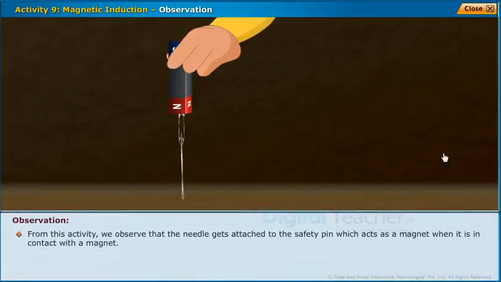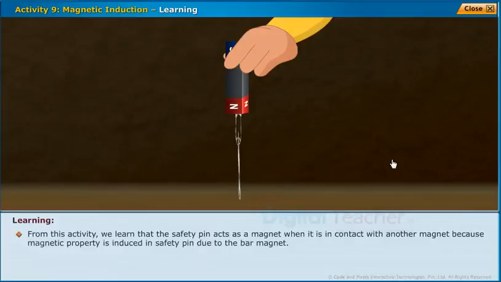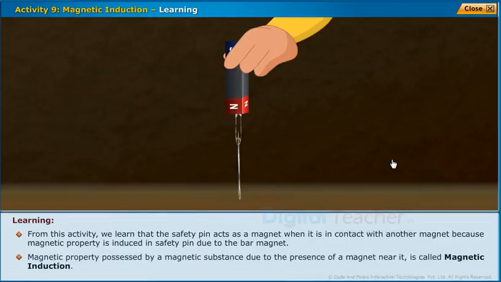From this activity, we observe that the needle gets attached to the safety pin, which acts as a magnet when it is in contact with a magnet. From this activity, we learn that the safety pin acts as a magnet when it is in contact with another magnet, because magnetic property is induced in the safety pin due to the bar magnet. Magnetic property possessed by a magnetic substance due to the presence of a magnet near it is called magnetic induction.